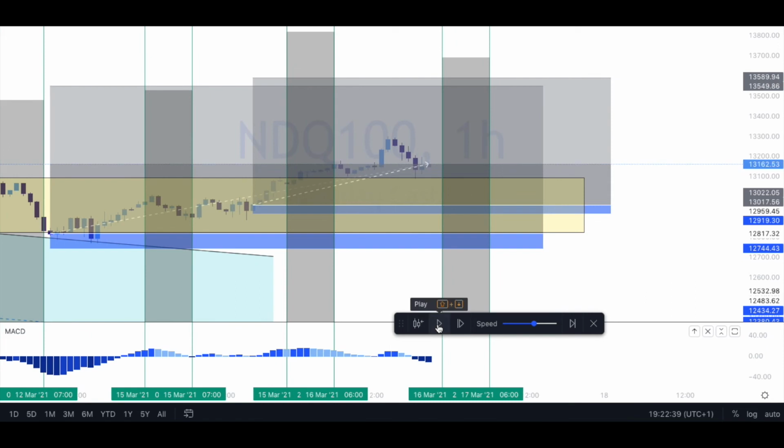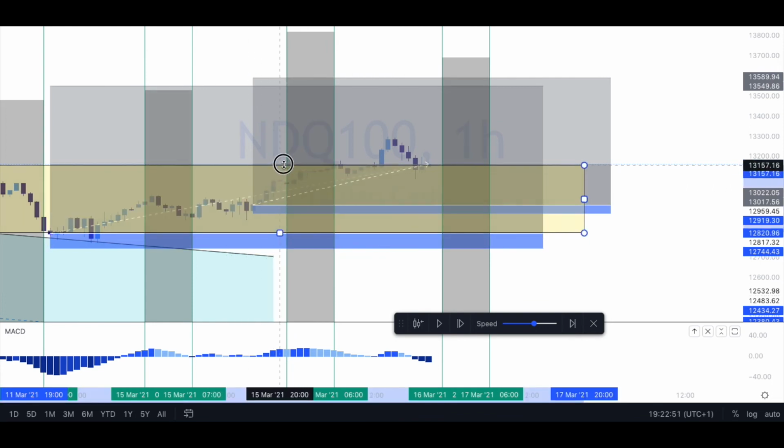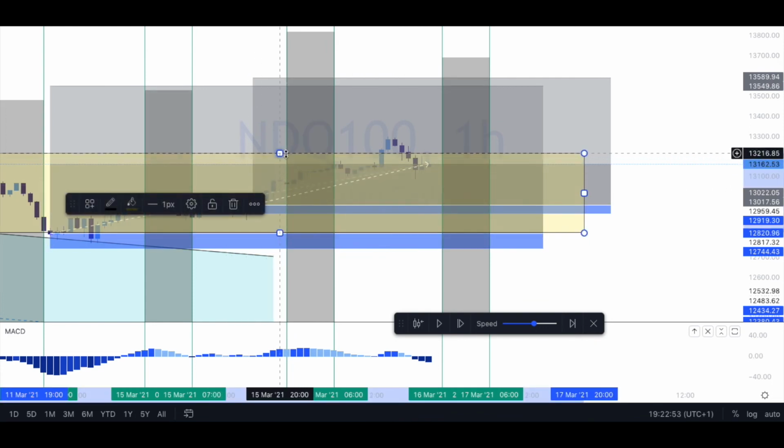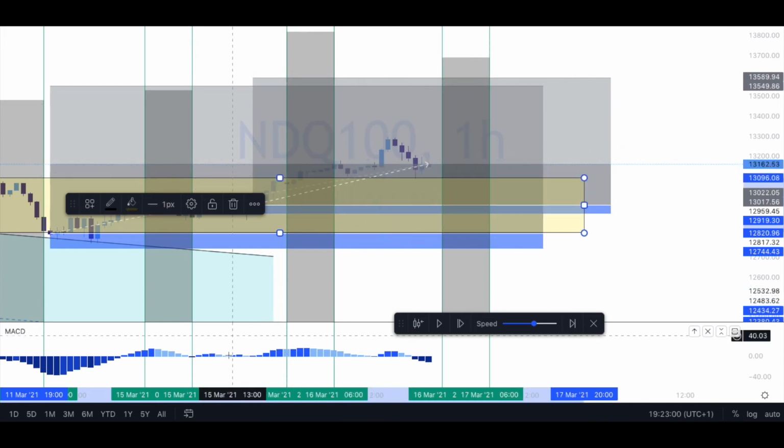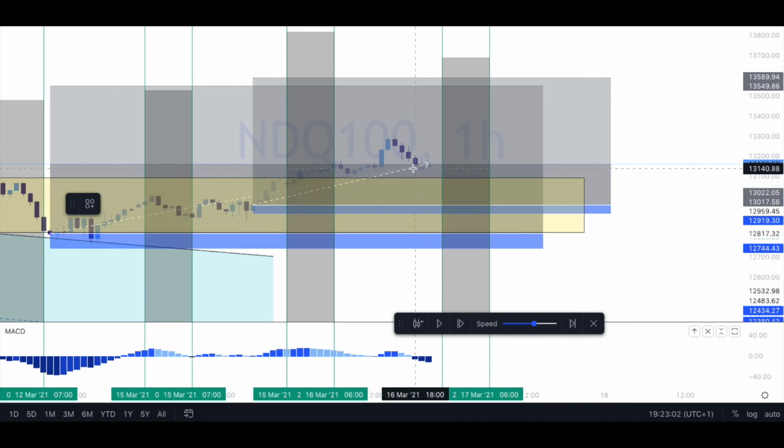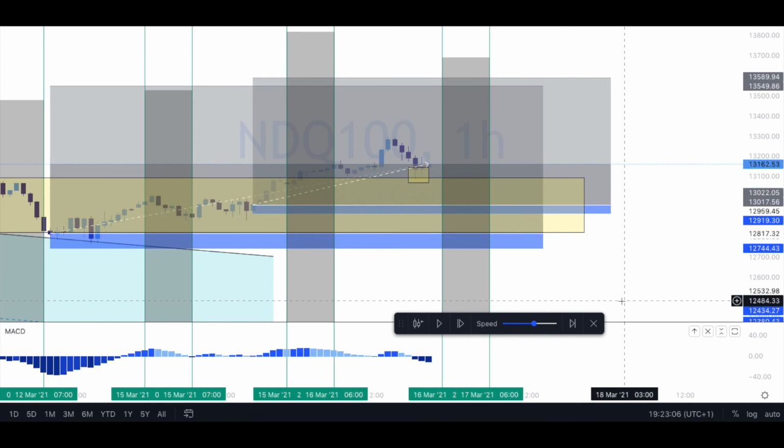Okay. So one or two things could have happened here. In my mind, the part that I want to go with is that I move my trailing stop up here. That's the part I want to go with. But in reality, we got stopped out at this zone. So we got stopped out over here.